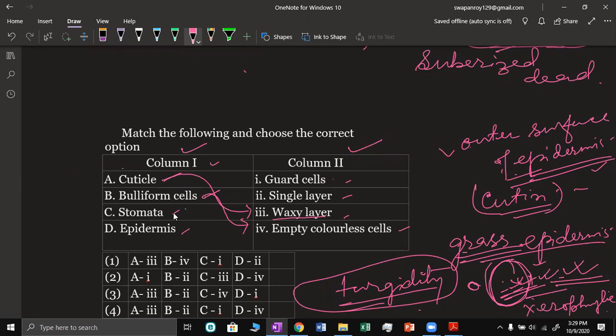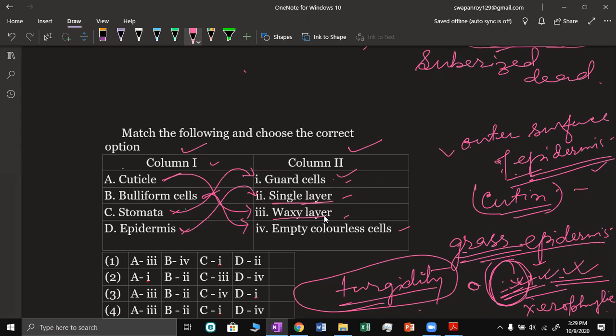Next is stomata. Stomata is made of guard cells. Okay, and then epidermis. Epidermis is in most cases a single layer of cells. So epidermis is single layer. In some of the xerophytes, the epidermis is a double layer.